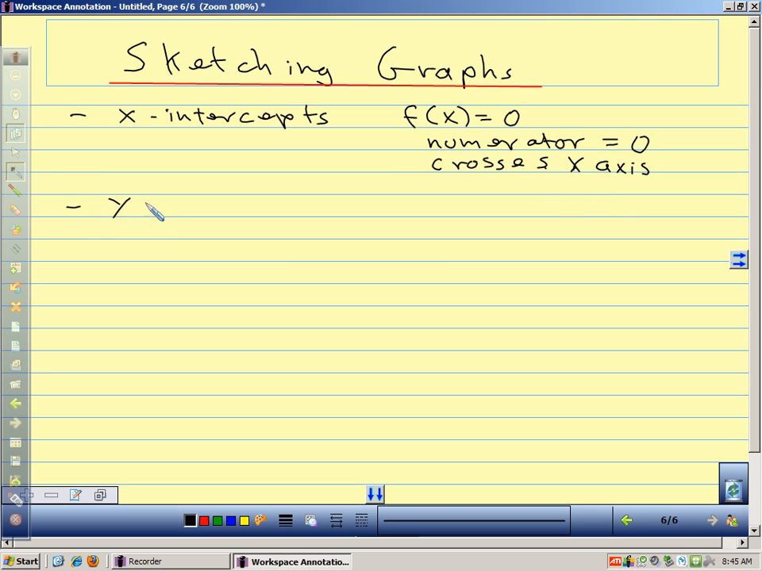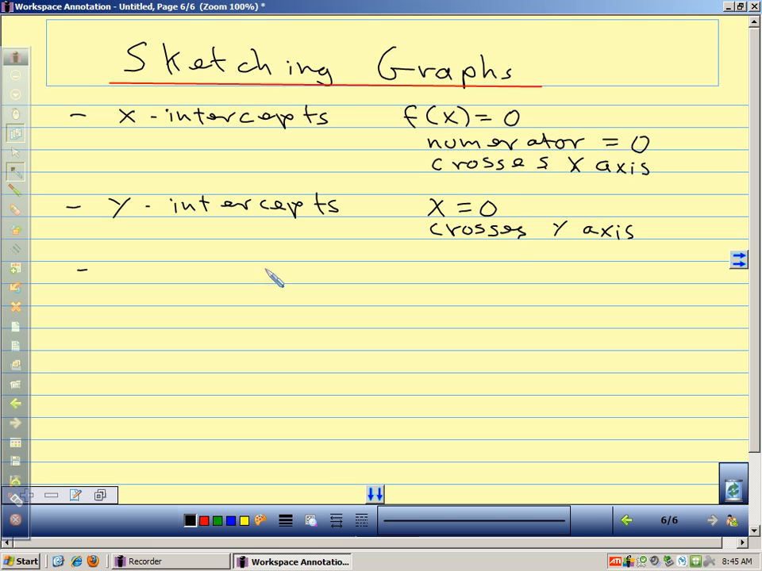We also want to find the y-intercepts. The y-intercepts are where x equals 0, and this is where the graph crosses the y-axis. So we just plug in x equals 0 and figure out what y is. Those are going to be our first two steps in sketching these graphs. And since we're dealing with a fraction of polynomials, these are usually pretty easy to work with.